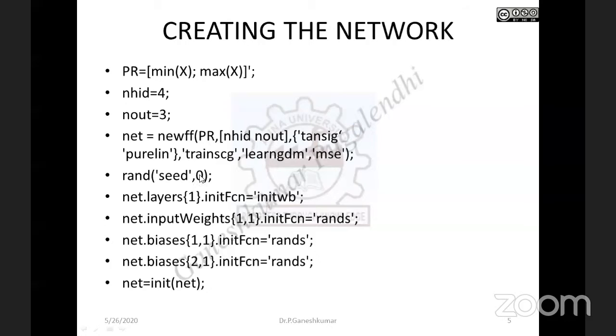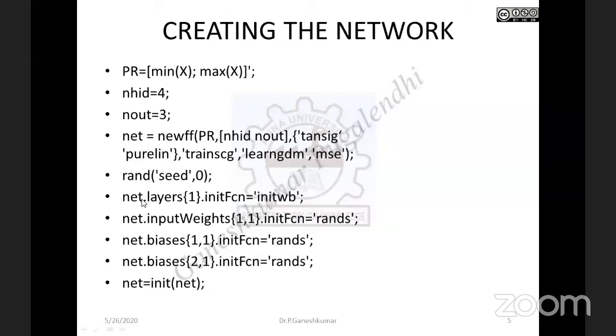Then we have to initialize the weights and bias randomly, for which you first have to set the random number generator. With the help of inbuilt statements such as net.layers{1}, net.inputweights{1}, you need to initialize the layer. You need to initialize the weights in each layer as well as the bias in each layer by means of some random commands.